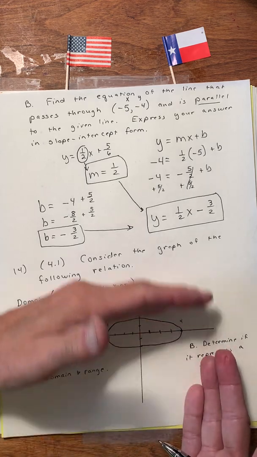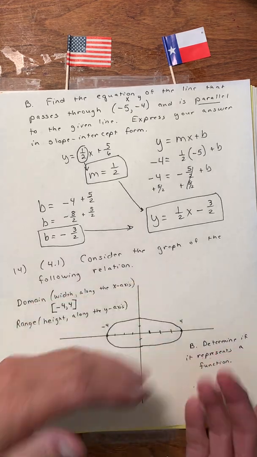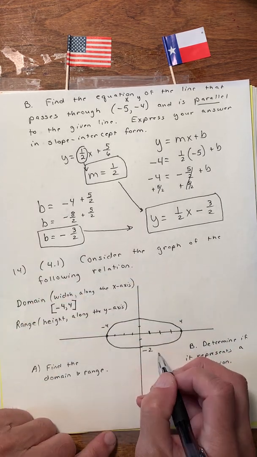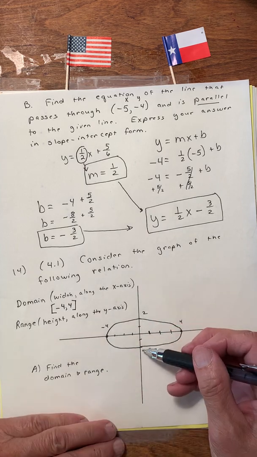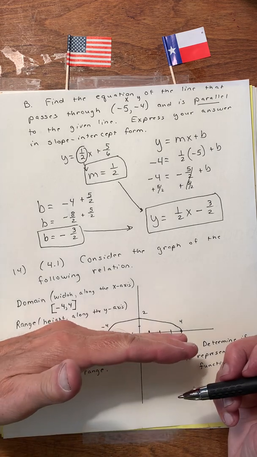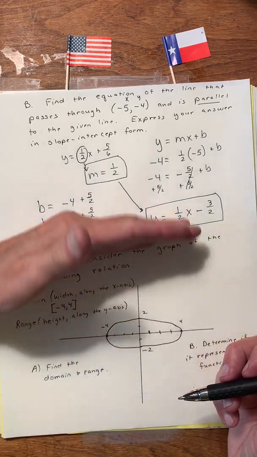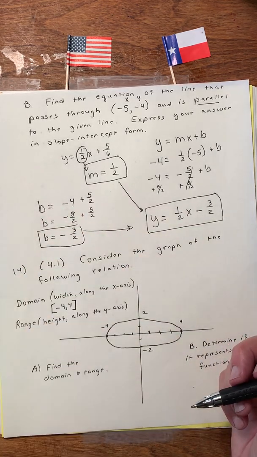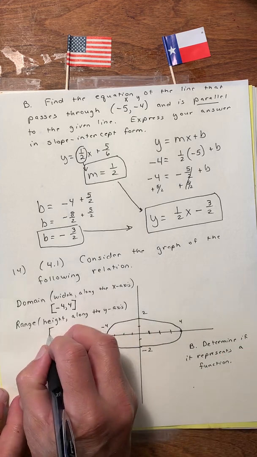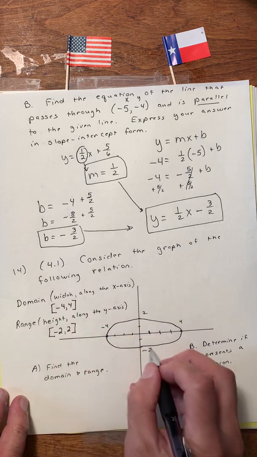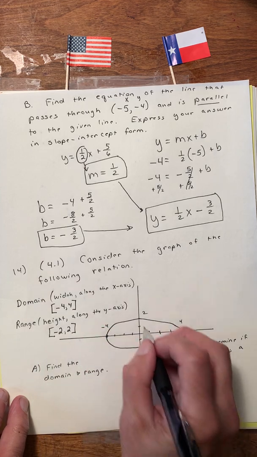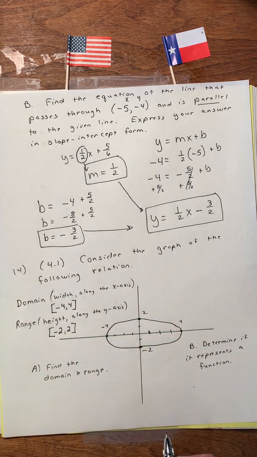So I say from where to where, and you always start low to go high. So it's from -2 to 2. My graph goes from -2 to 2. After 2, there's nothing else on the graph. Below -2, nothing else on the graph. So it's from -2 to 2, and I use brackets because there are points at -2 and at 2.